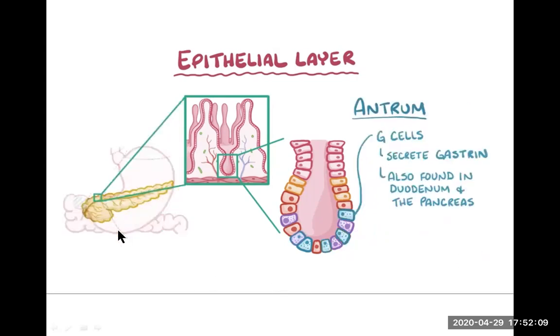And then comes the antrum. The antrum has the G cells. The main function of the G cells is that they secrete gastrin. This is the stomach part where the G cells are present and secrete gastrin. But these G cells are also found in the duodenum and pancreas. The duodenum and pancreas are the accessory organs of the stomach.